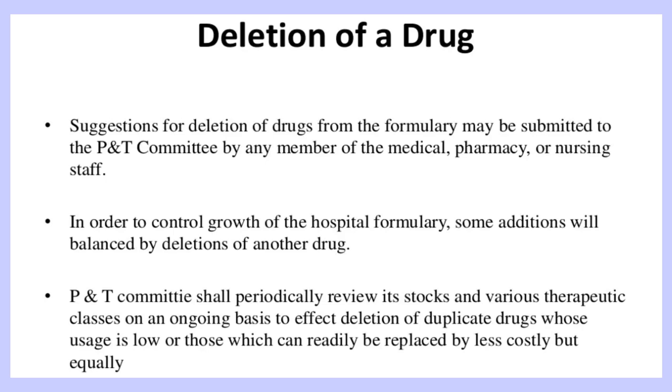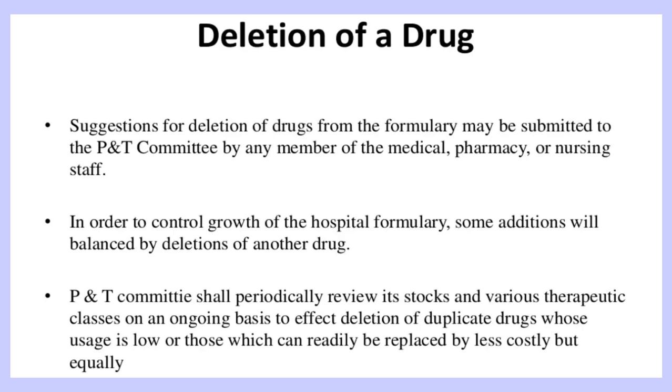In order to control growth of the hospital formulary, some additions will be balanced by deletions of another drug. So if you keep adding the drugs to the hospital formulary, the list gets increased. So in order to balance the additions, some of the drugs that are comparatively less safe, they will be checking, and they will be seeing if the drug is less safe, less effective, less cost effective, has less quality, or if the patients are not willing to take the drug, so those drugs will be deleted by the PT&C.